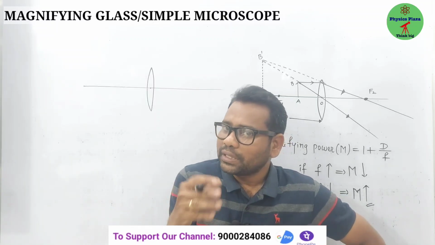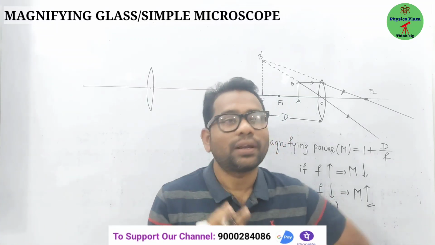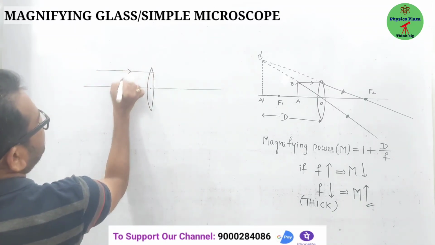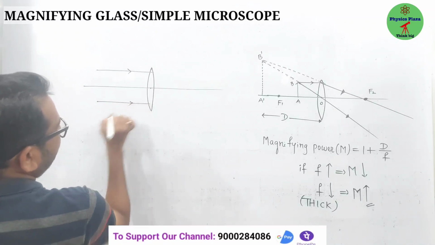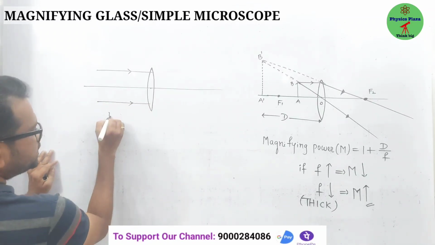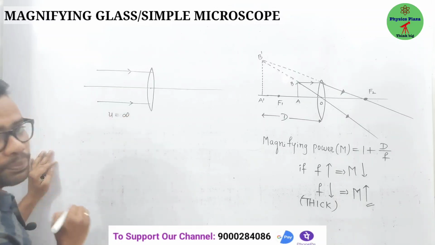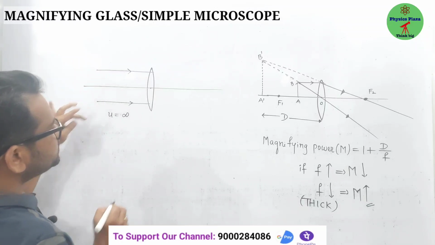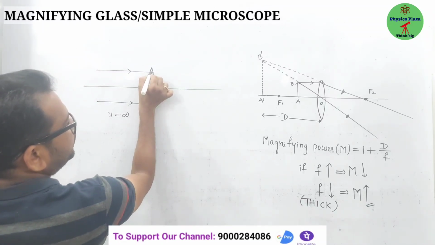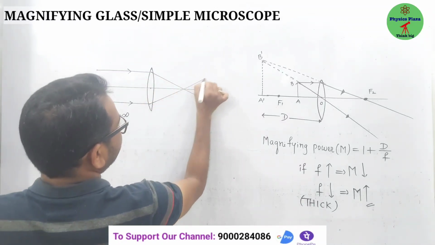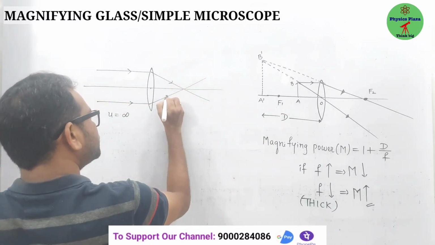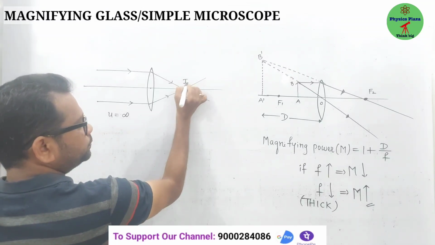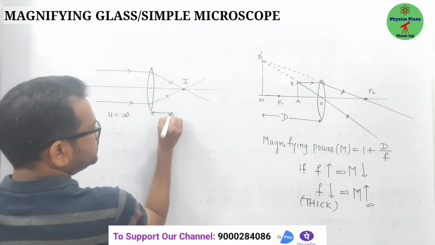Okay. So when the object is at infinity, what kind of light rays will we get? Parallel light rays. So like this, we get parallel light rays. And we know the object distance is infinity. Now, if any light rays are coming parallel to the principal axis, after refraction, what will happen? They all are converged. Very, very important. So this is the point where the image is formed. This is the image distance.